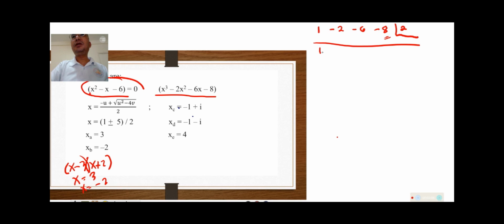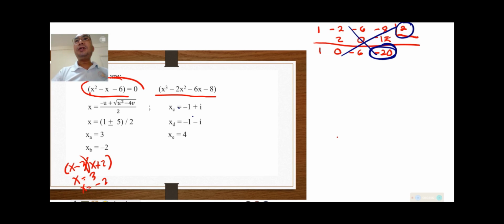Bring down 1. Then 1 times 2 is positive 2. We add this one, negative 2 plus 2 is 0, times 2 gives 0. We add this one, negative 6 plus 0 is negative 6, times 2 is negative 12. And negative 8 plus negative 12 is negative 20. So we can already say that 2 is not a root, because the last value derived is not equal to 0. We can only say that the divisor we used is a root, or the value of x, if the last value is 0.